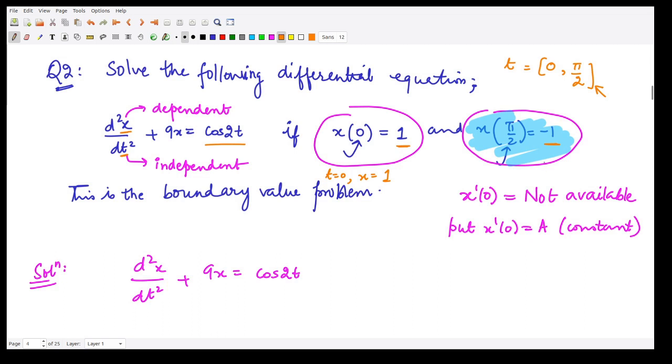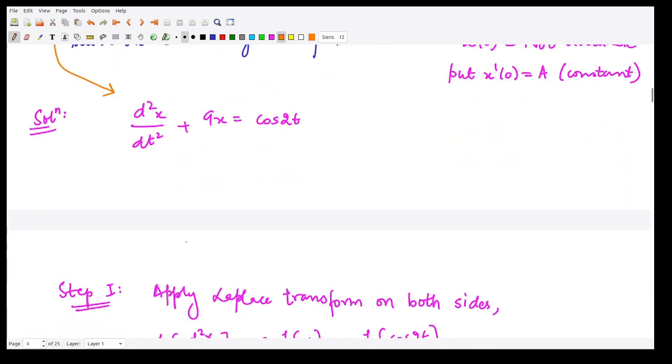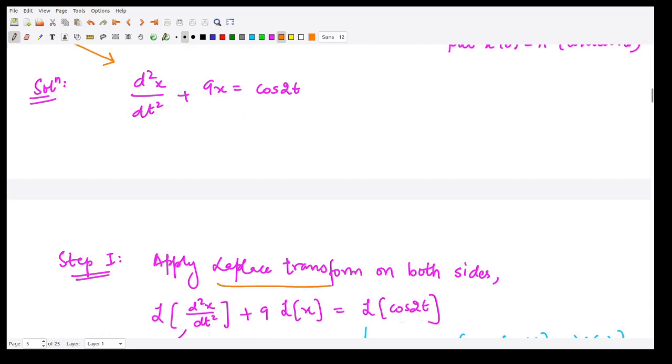Before going on to that, let us first apply the first step, which is this given equation. We'll apply the Laplace transform onto it on both sides of this equation. When you apply the Laplace transform operator on both sides, you will end up with the Laplace transform of d2x by dt2 plus 9 times the Laplace transform of x, that is equal to the Laplace transform of cos 2t. Why? Because we know Laplace transform is a linear operator.